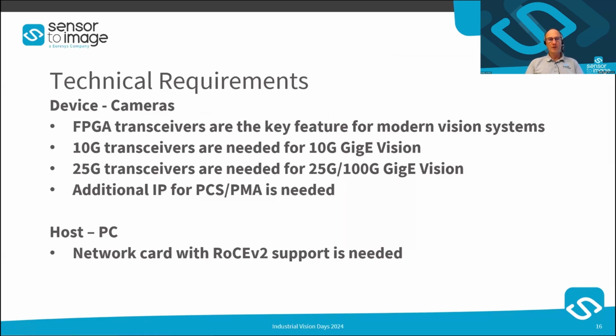Finally, technical requirements on the device side, cameras. FPGA transceivers are the key feature for modern vision systems and also for GigE Vision systems. So you need 10G transceivers for 10G GigE Vision systems and 25G transceivers for 25G or 100G GigE Vision systems. Additional IP is needed for PCS and PMA, but this is typically provided by the FPGA manufacturer. On the host side, you can choose between different network cards and network vendors. It is required that they support the RoCEv2 protocol.